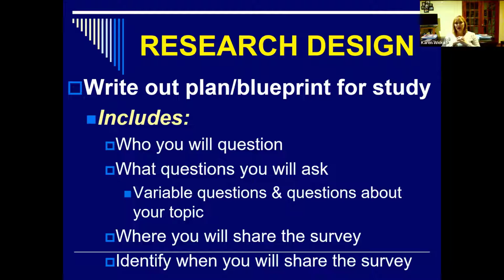I will tell you when you're deciding where to share it and when you're creating it, you don't want hundreds and hundreds of responses. So if you do share it on Facebook or Instagram or something like that, you may want to limit it to, I would suggest, no more than 25 or 30 responses. We are not actually becoming statisticians and doing real, truly accurate statistical analysis here.